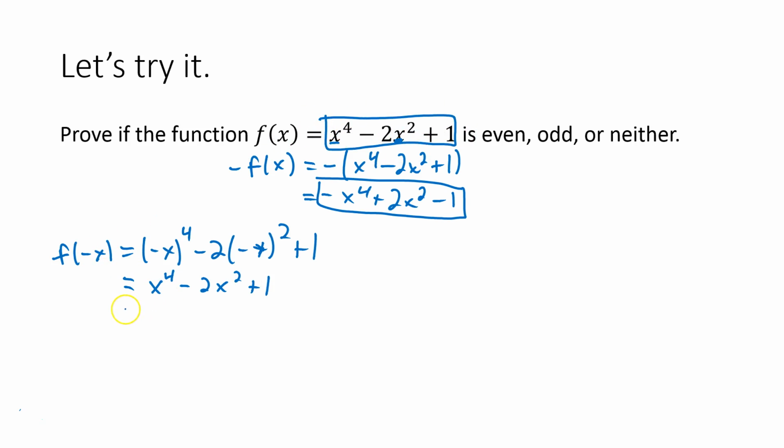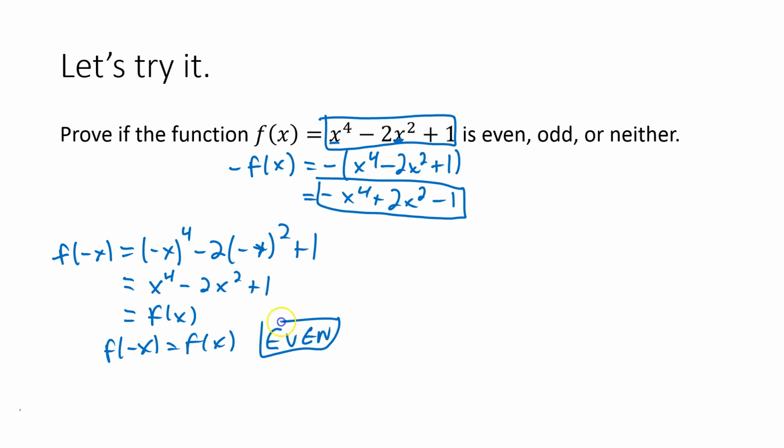So I plugged in f of negative x, I got f of x. And this is exactly how I want you to show this. You plugged negative x into the function, you did the math, and then, hey, you said, well, that gave me back out my original function. So we've shown f of negative x is equal to f of x. Therefore, our function is even.